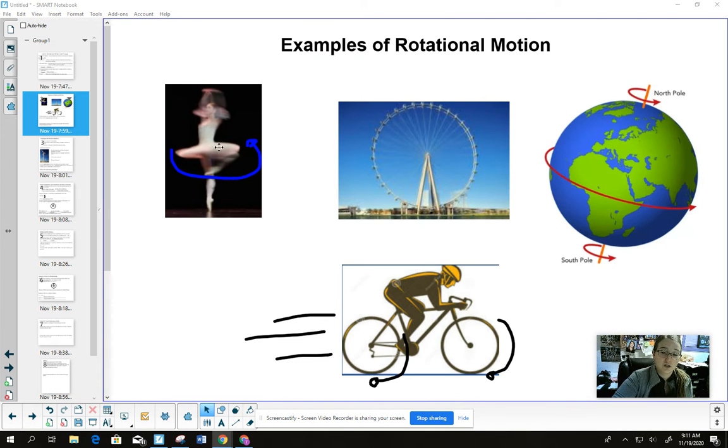We have a ballerina doing what's called a pirouette. She is staying in that one spot and spinning. We have a Ferris wheel, where we have rotation around this point. We have the Earth, which is tilted on an axis and rotates around that axis. And we have a bicyclist, where the wheels are turning, which causes him to push forward.